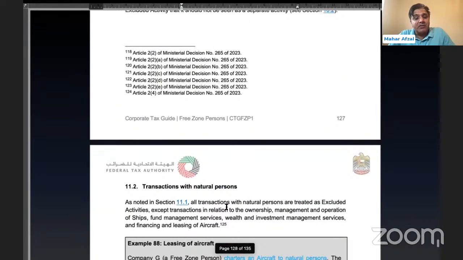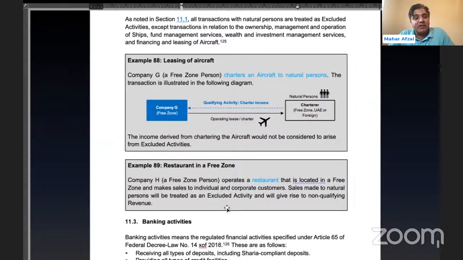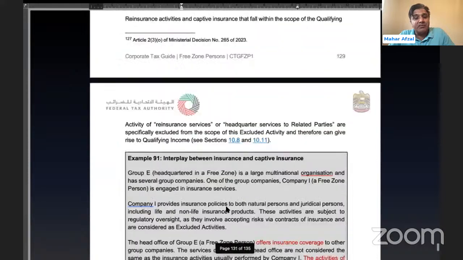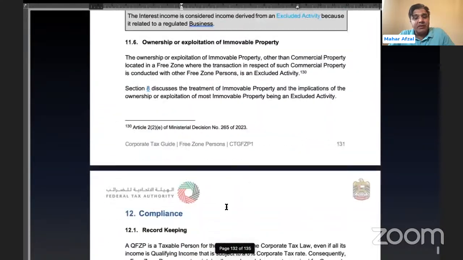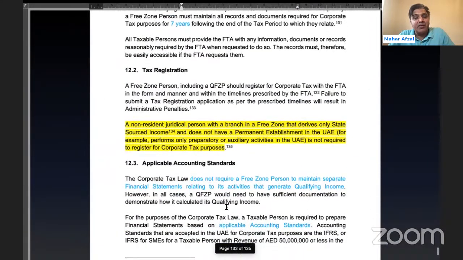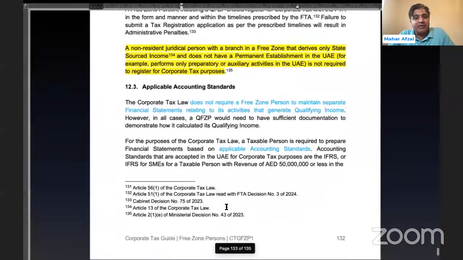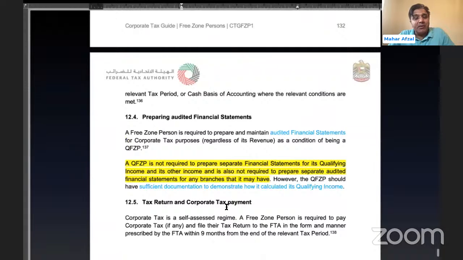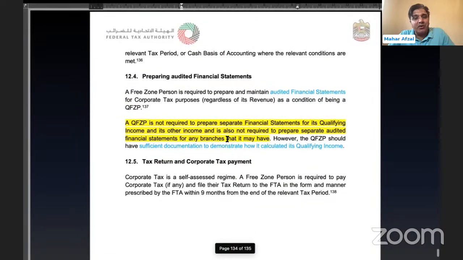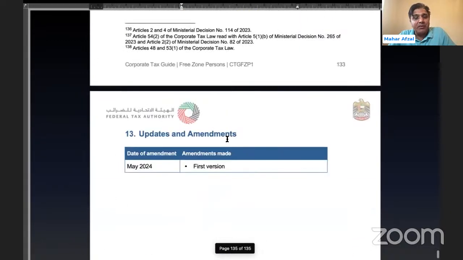At the end, I would just like to say: transaction with a natural person, leasing of the aircraft, you can go through this. For leasing, they have given the compliance requirement; you need to maintain the records. State source income, they are not liable to register for corporate tax. Application of standards and preparation of financial statements, I've already told you. Audit is compulsory. Whatever accounting policies are applied depends upon the revenue.